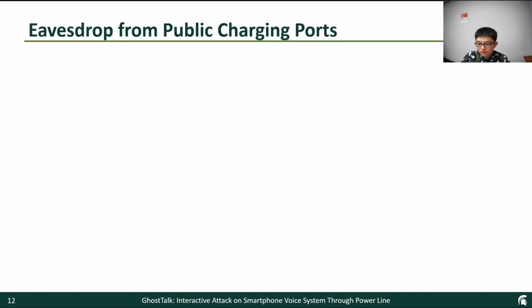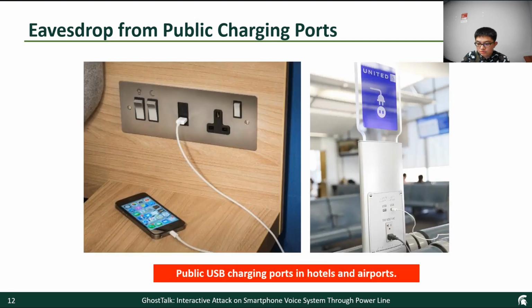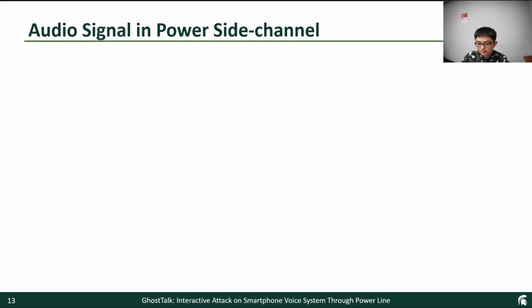For example, in hotels and airports, users charge their smartphones through public USB charging ports. Is it possible to launch any attack through these USB ports? In our experiment, we found that when the smartphone battery is already charged to a high level, the charging current shows patterns related to the audio signal played by smartphone loudspeakers.